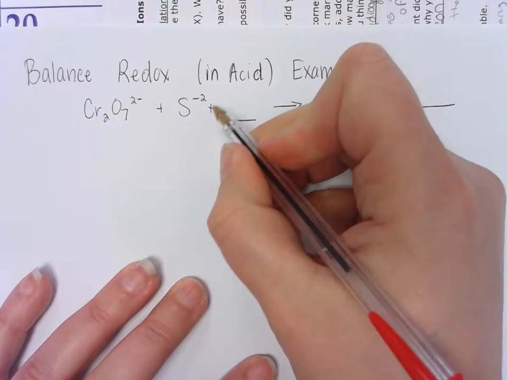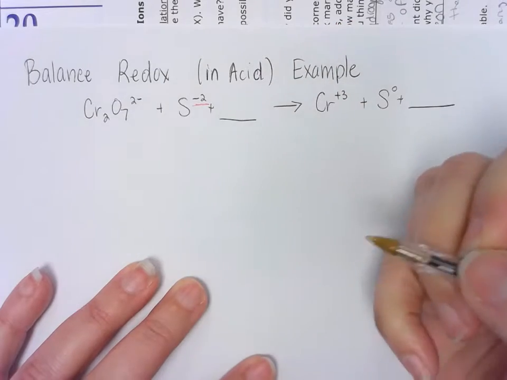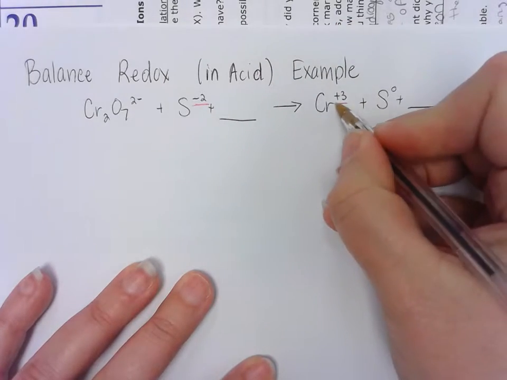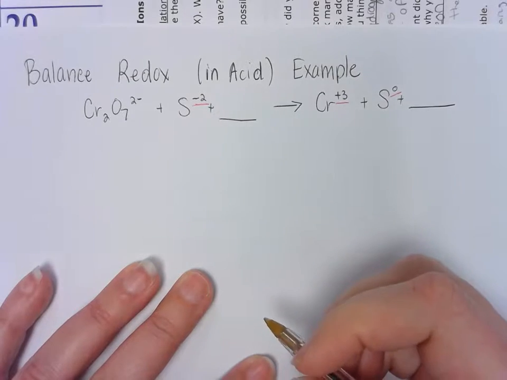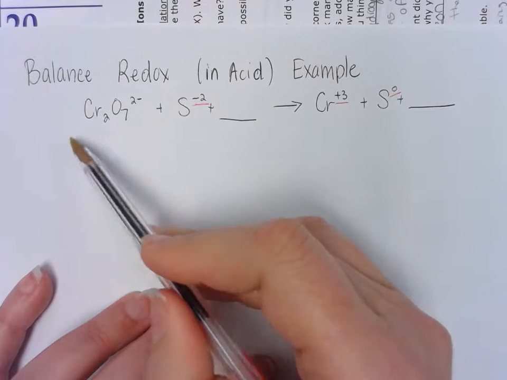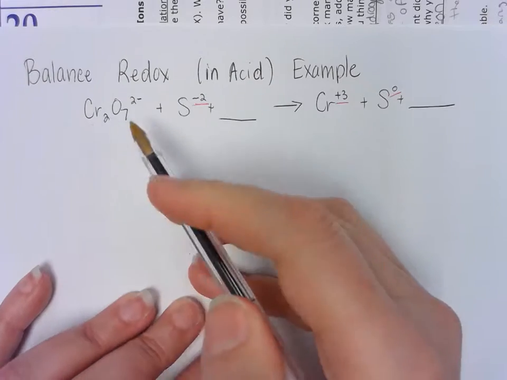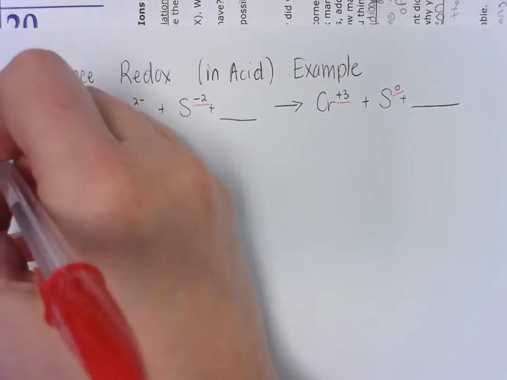Now, the sulfur -2 is pretty obvious. They're telling you the charge is -2. The chromium ion, they're giving you a charge here, and this last sulfur is also 0. So we do need to go back and find the charge of the substances here in the dichromate.